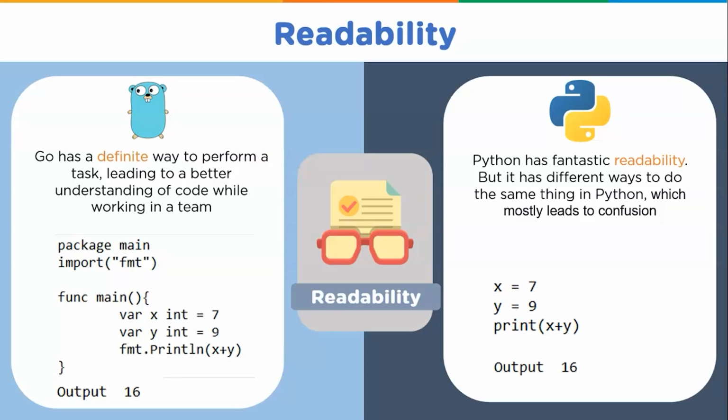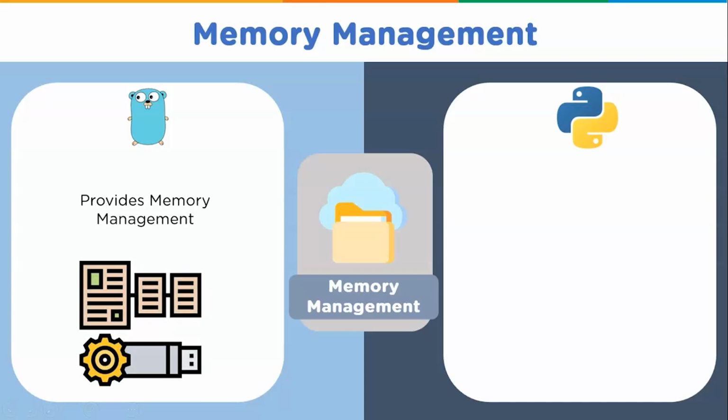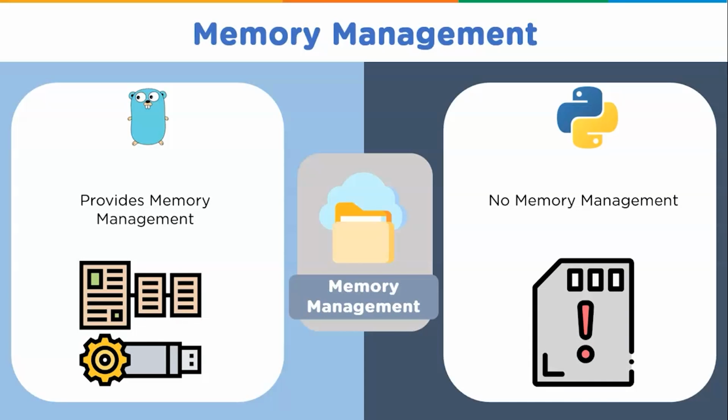Now, we will consider memory management as the next comparison. Golang provides great memory management, whereas Python offers no memory management, which comes in handy while running the complex problems which we have seen above while comparing performances. That's it for this comparison for now.